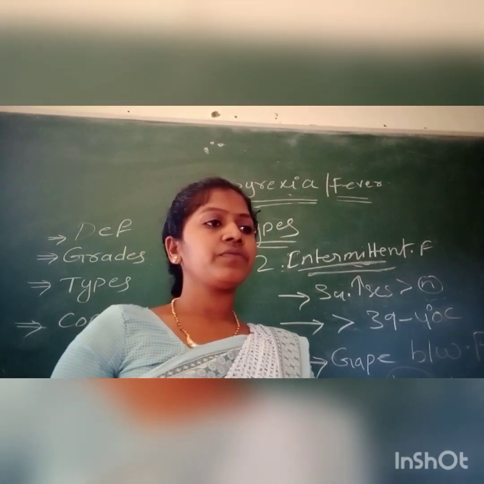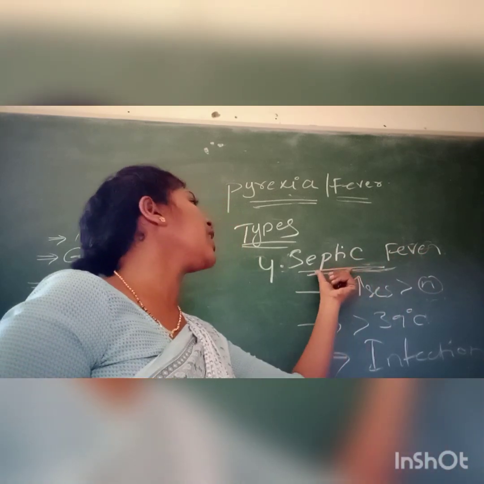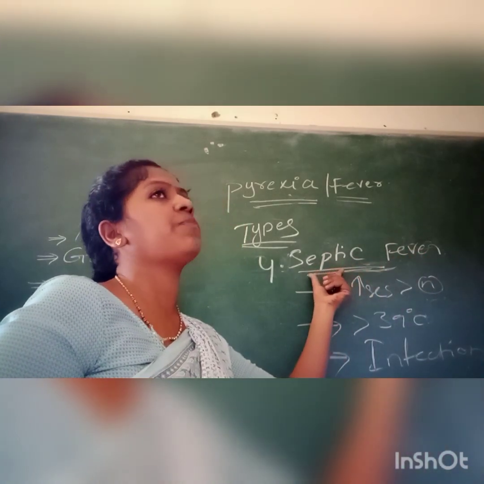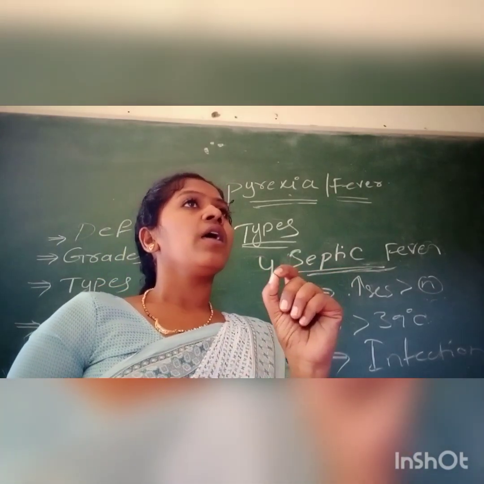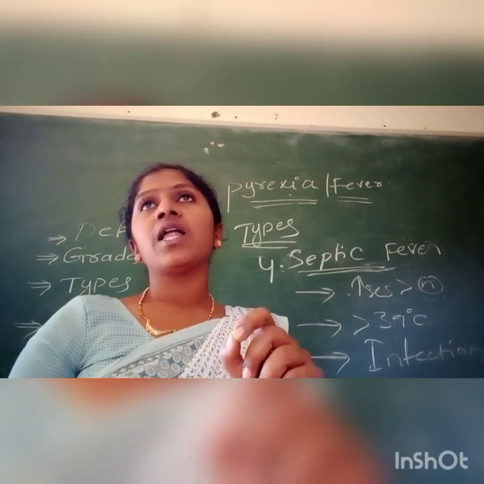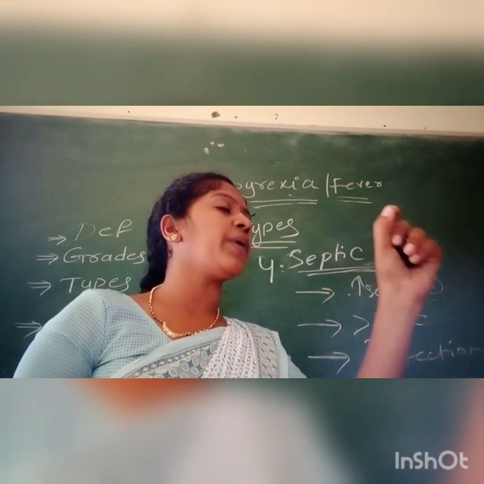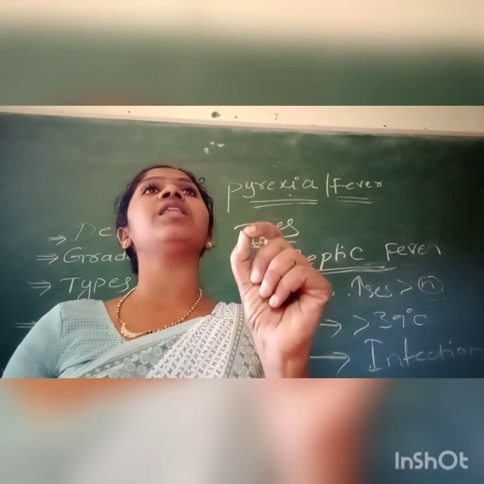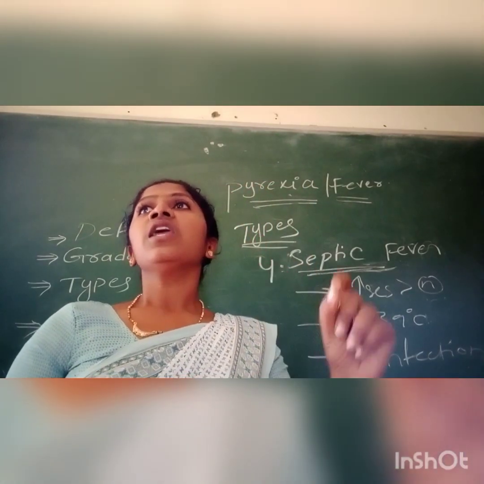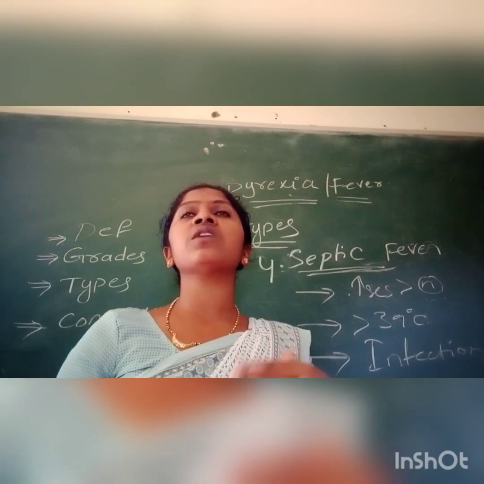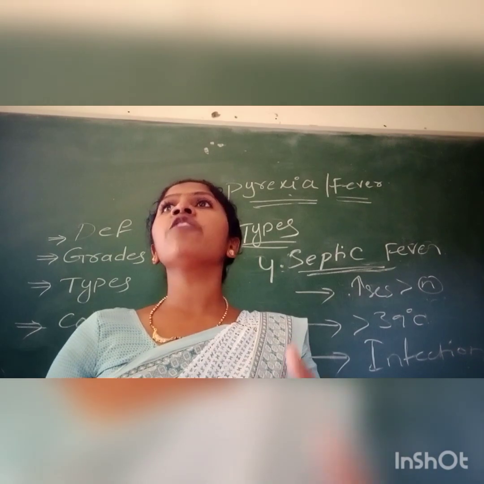Understood? The next type, the fourth type, is septic fever. Septic, in the name itself there is a lot of meaning. Septic means infection. If you have some infection in your body, it reflects in the form of increasing your body temperature. If your body temperature increases, remember that there may be some infection in your body, right? Any infection like tuberculosis or malaria, typhoid, or intestinal infections.